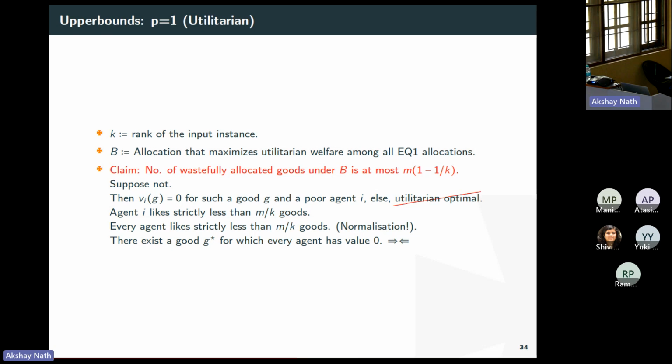How are you saying that agent I likes less than M by K? I is a poor agent. Right. So what is the number of wastefully allocated goods? There are at most M minus M over K. What are the remaining goods? M by K goods. A poor agent cannot like all of these M minus M over K goods, so he likes at most M by K goods. Fine, I see the implication. So if an agent I is poor, then none of those wasted goods will be liked by it. Great.